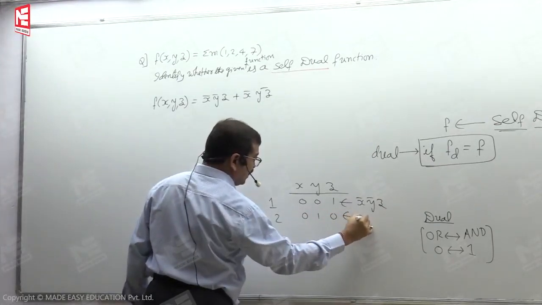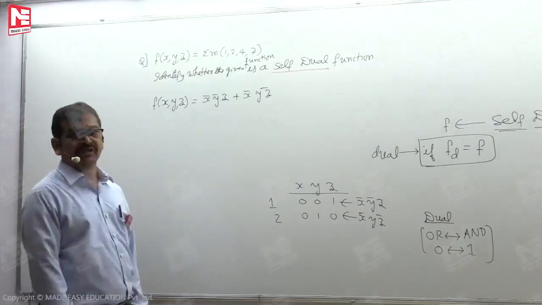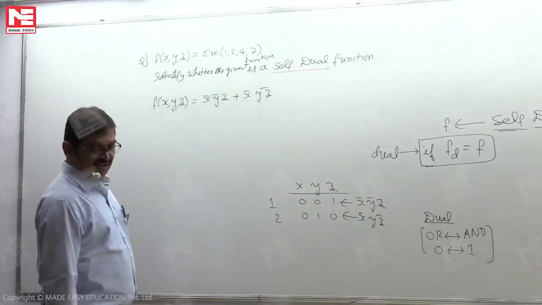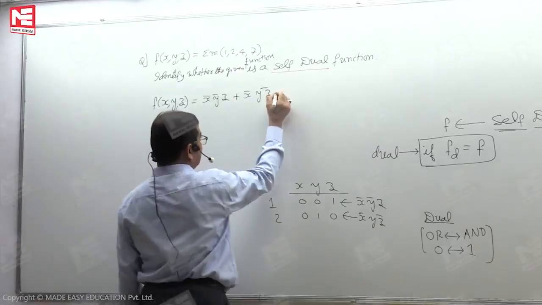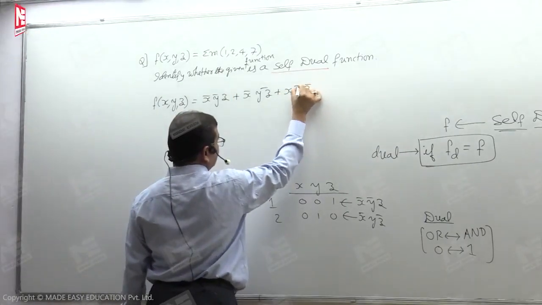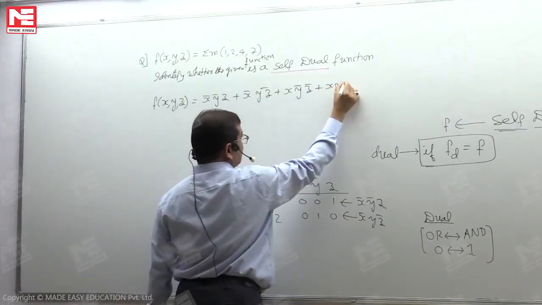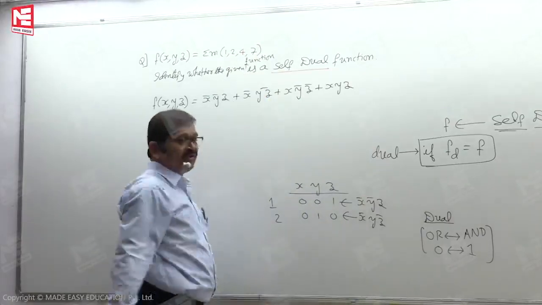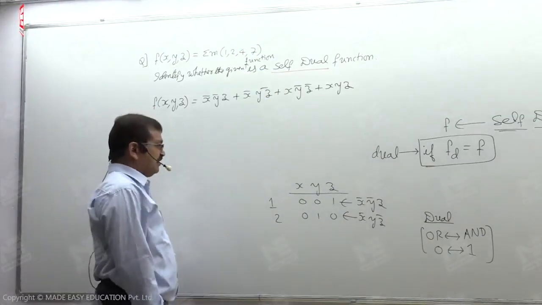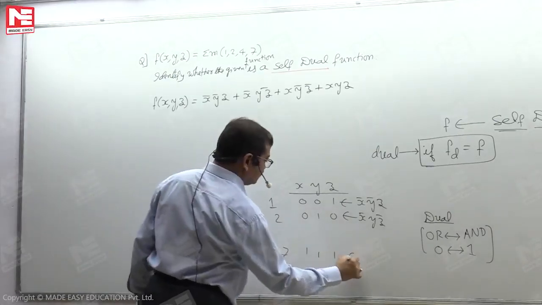So no need to write all these things. Without writing this sort of things, you must be in a position to write. It will come with a practice, in fact. Similarly, the minterm 4 will be x, y complement, z complement. The last product will be x, y, z because it is 7. So 7 means 1, 1, 1. Definitely this will be x, y, z.